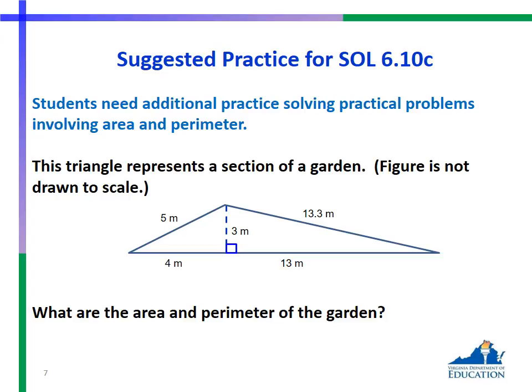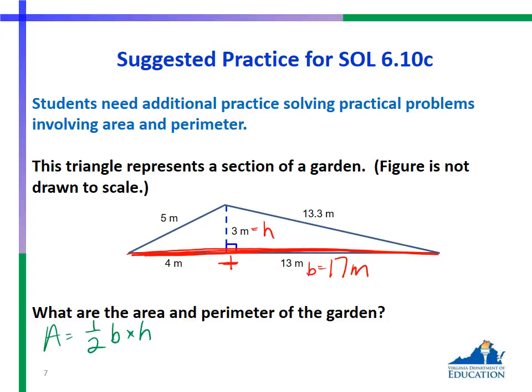So the area of a triangle is equal to 1/2 the base times the height. So what we have to do is let's figure out what the base is. So the base is this whole entire line going across. And so we have two numbers. We have 4 and 13. What we can do for our base, let's go ahead and add those together to get a total for our base of 17 meters. So our base is 17 meters.